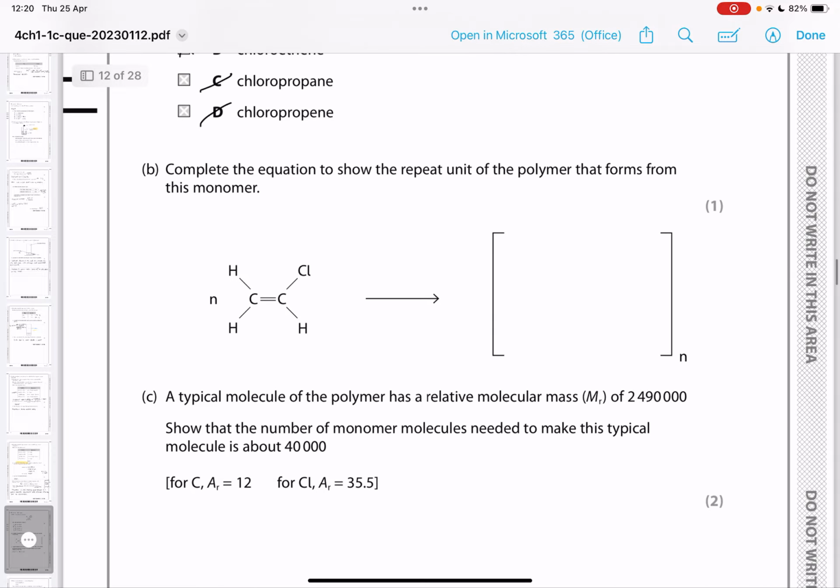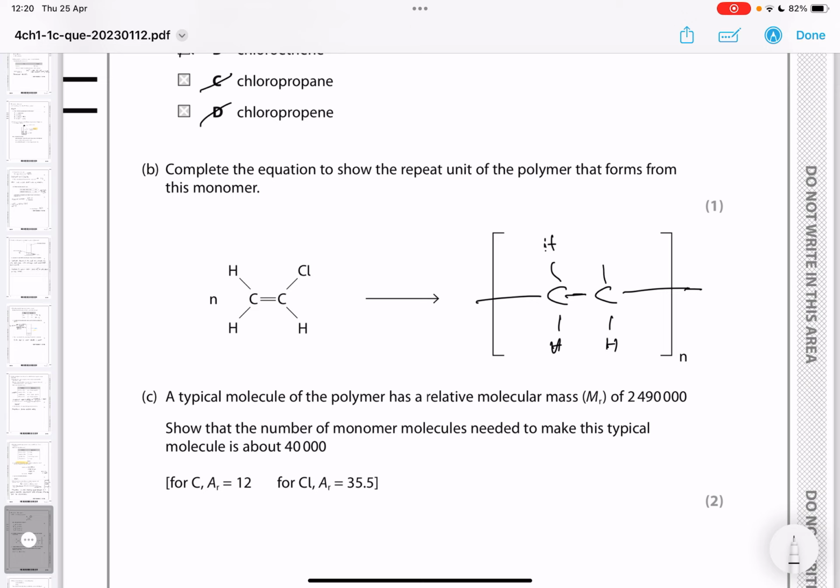Complete the equation to show the repeat unit of the polymer that forms from this monomer. So what you do is you break that double bond, and that extends outside the bracket. Okay, this is going to be the repeating monomer, and then you just copy out the atoms. Hydrogen, hydrogen, and chlorine. Okay, next question.